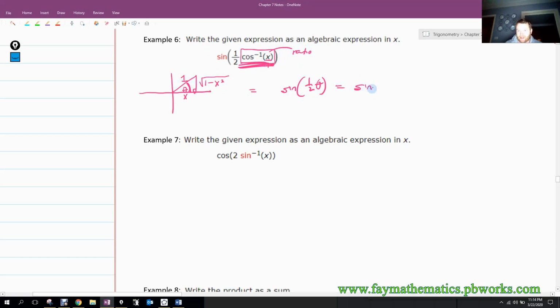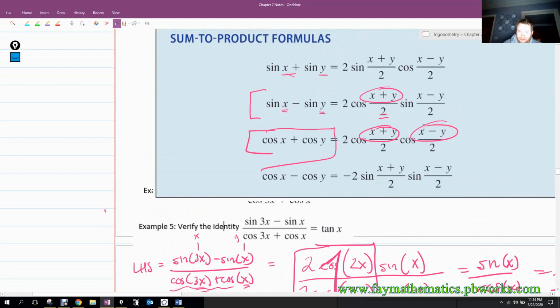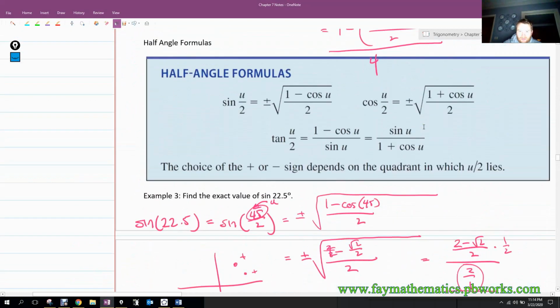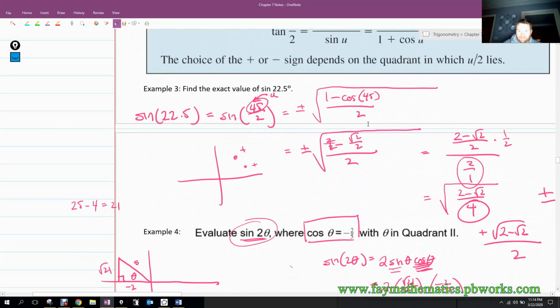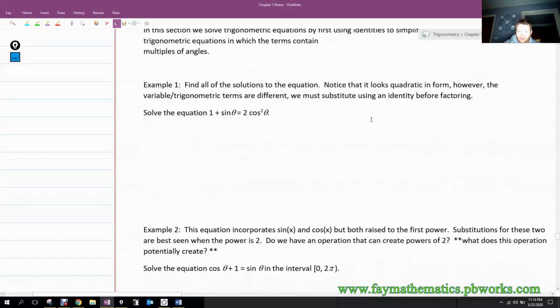So right now we've got the sine of theta over 2. Well, that's a half angle. And because we're in the first quadrant here, we're going to have a y value that's positive here. Sine is, I believe, the square root of 1 minus cosine. I get them confused a little bit. Yeah, 1 minus cosine of u over 2.